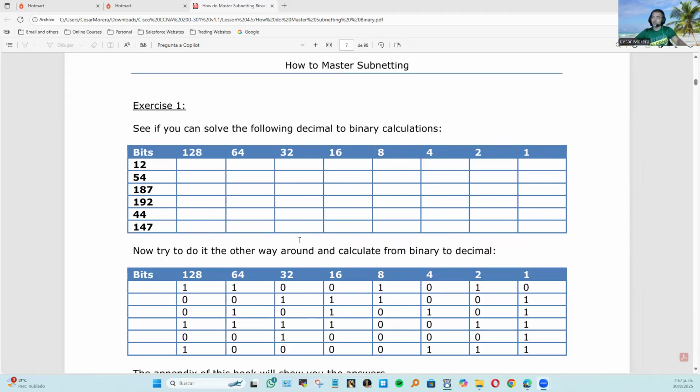So what is my recommendation? Practice all of these examples. Try to complete the ones that we are trying to do right now, and fill out the information with the ones we are missing.